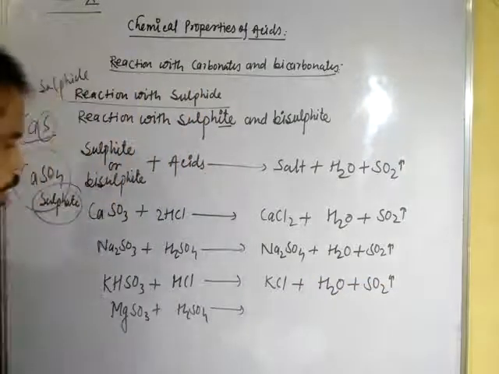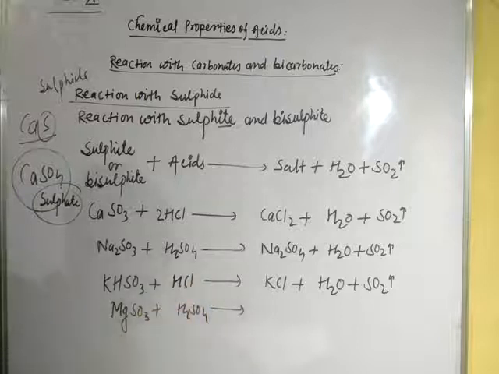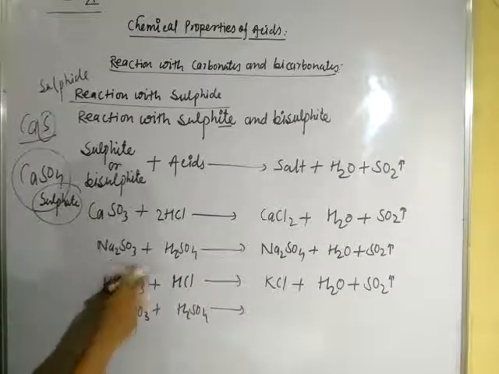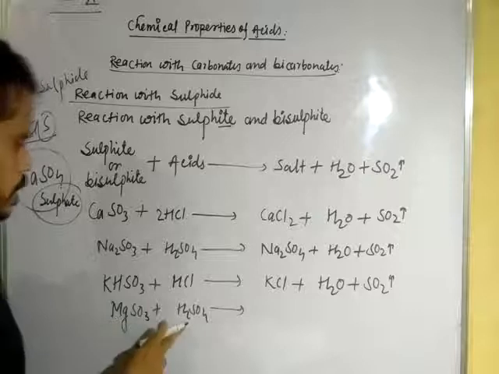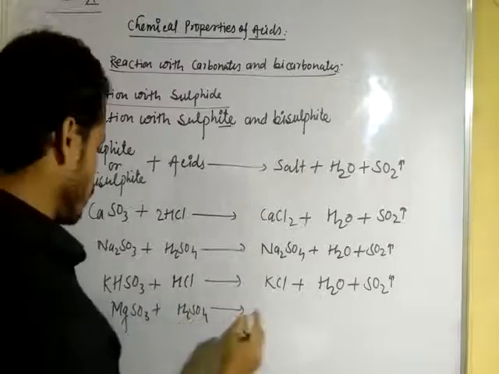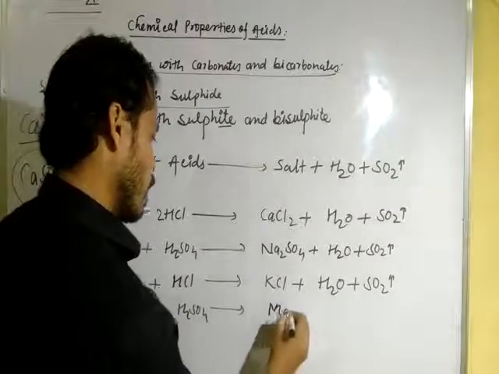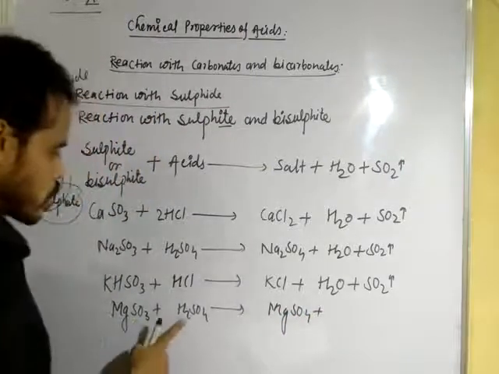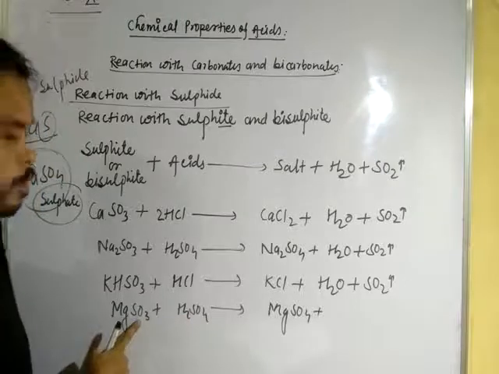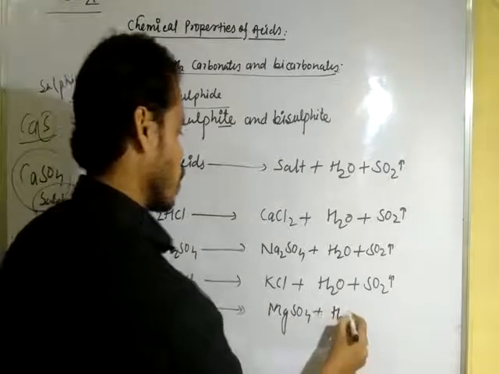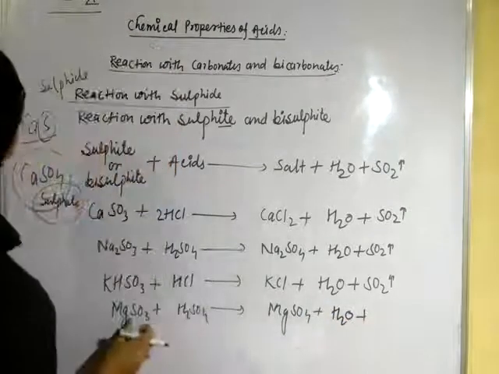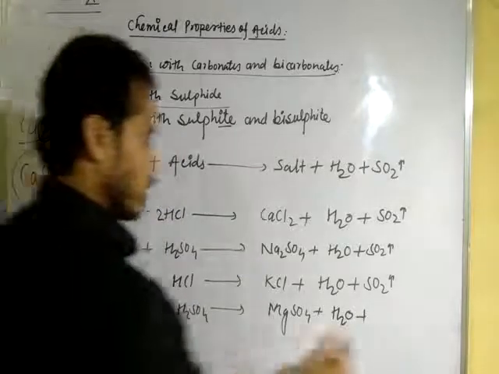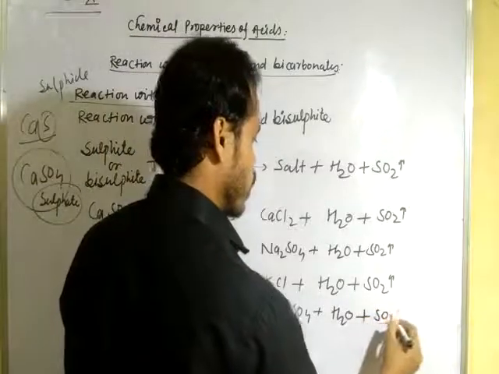Potassium bisulfite when treated with HCl forms potassium chloride, KCl, plus H2O and sulfur dioxide in all cases. Okay, this reaction is balanced. I think this is also a balanced reaction, no doubt. Here magnesium sulfite when treated with H2SO4 will form magnesium sulfate, MgSO4, and H2O. Hydrogen from here and one oxygen from here form H2O, and one sulfur dioxide molecule remains here and is liberated in the gaseous state.